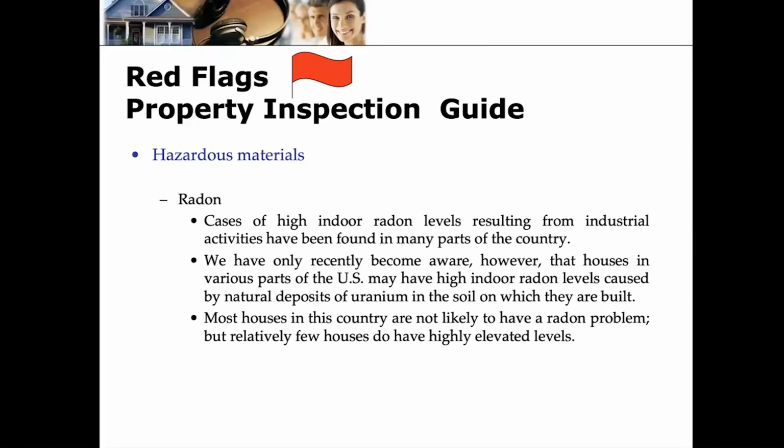Cases of high indoor radon levels resulting from industrial activity have been found in many parts of our country. We have only recently become aware, however, that houses in various parts of the U.S. may have high indoor radon levels caused by natural deposits of uranium in the soil in which the house was built. Most houses in the country are not likely to have a radon problem.